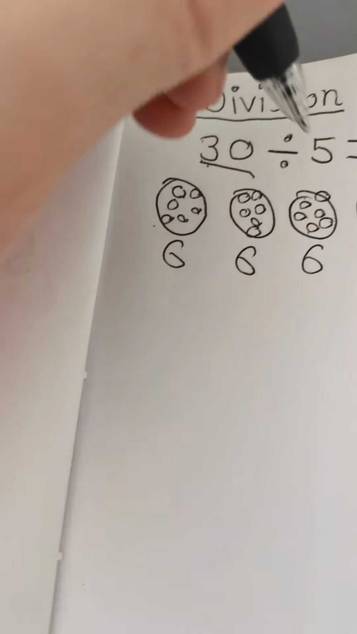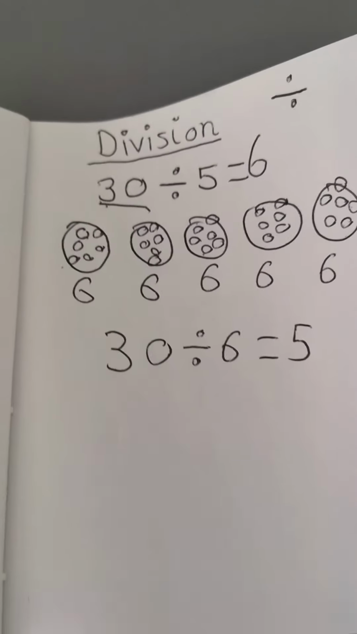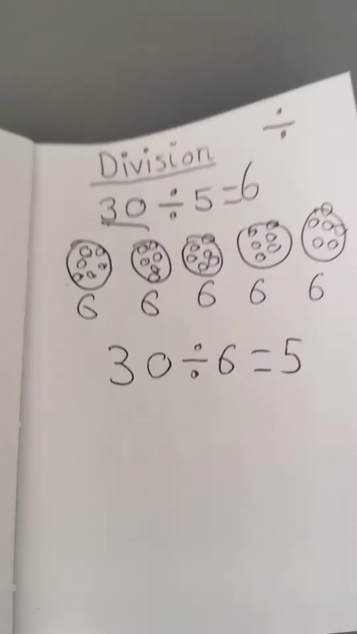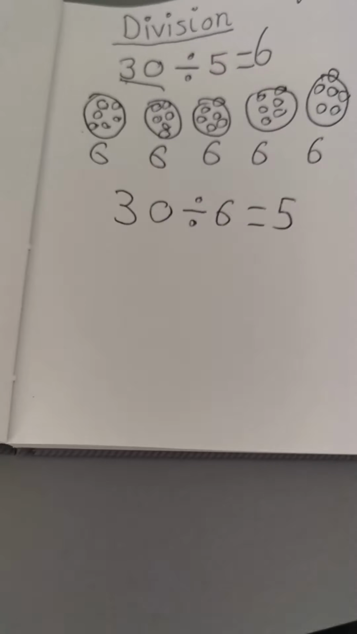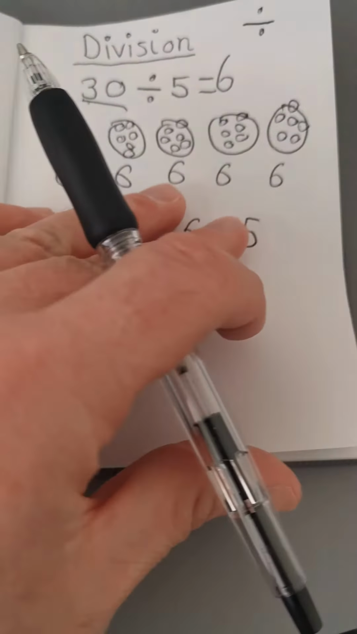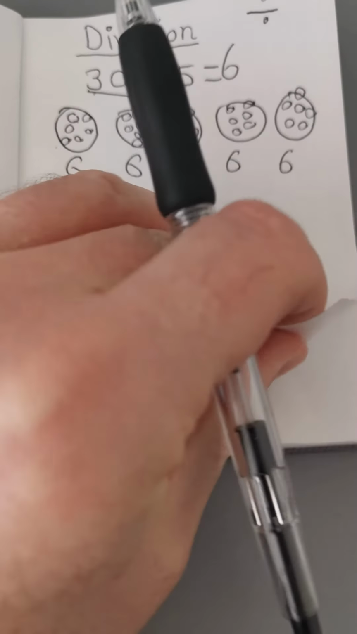So if we know that 30 divided by 5 is 6, we also know that 30 divided by 6 has to equal 5. I'm not going to draw the pictures to show you how that's right. You can have a look at that yourselves. But there is another way we can solve these problems. So I'm going to show you now how we can use our multiplication facts to help us.